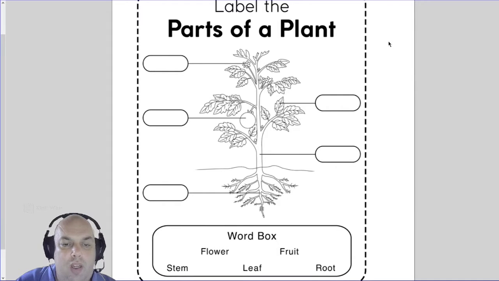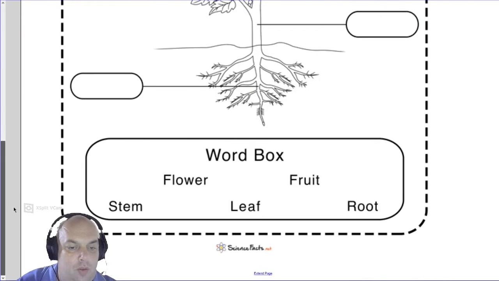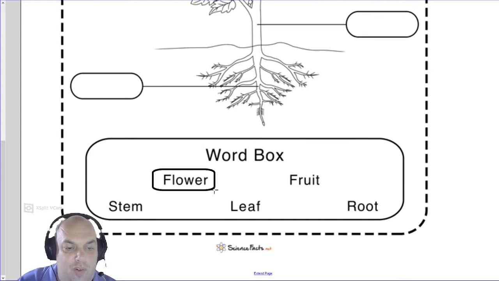Today we're going to be looking at the plants again. Alright, so let's have a look at this picture over here and then we are going to label all the parts of a plant. Okay, so let's start by reading the words at the bottom over here. What words do we see? We see the word flower. Repeat after me. Flower. Alright, let's spell flower. F-L-O-W-E-R. Flower.